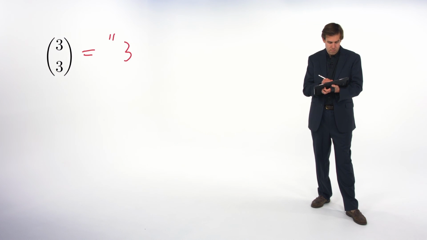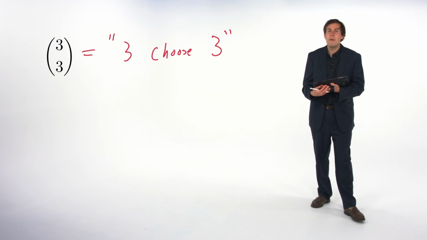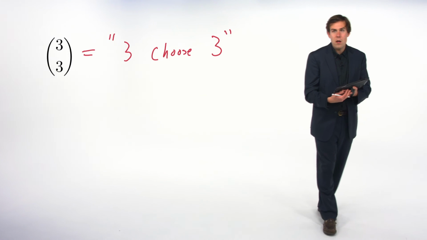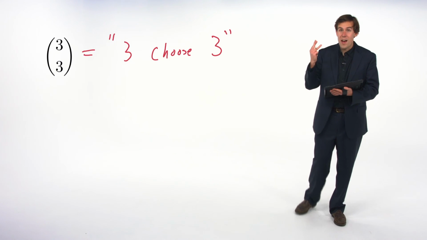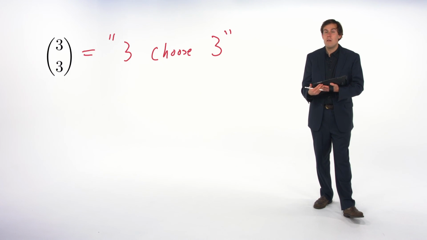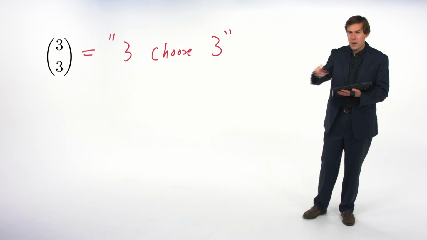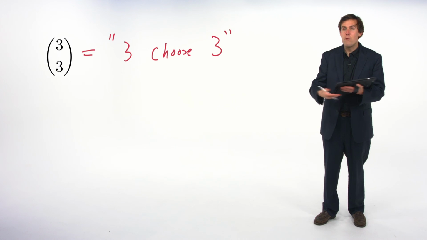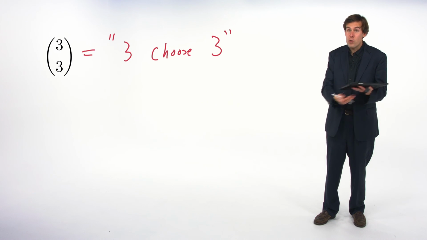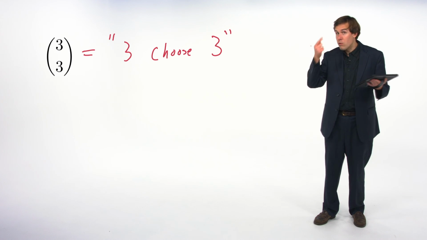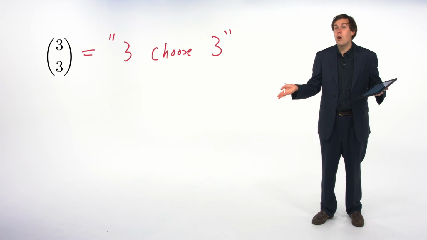Here's a quick example. 3 choose 3. So the question is, how many ways are there to choose 3 elements from a group of 3? Well, I think intuitively it should just be 1. You have to pick them all. If I have 3 people and I want to know how many trios can I form out of them, well, it's just 1. It's the trio formed from taking all of them.